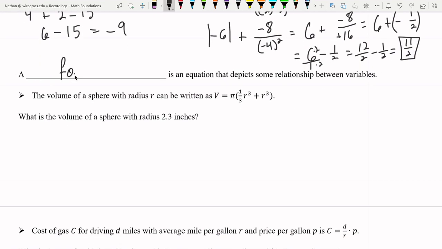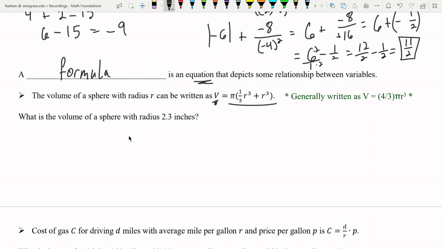A formula is an equation that depicts some relationship between variables. Formulas are very important in mathematics, and they describe real relationships that are useful for different fields. A lot of sciences use formulas. So for instance, the volume of a sphere can be written as, with the radius r, the volume is this.